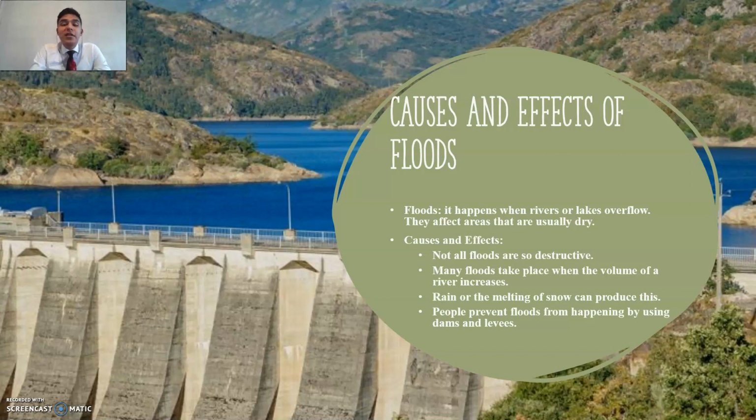And people prevent floods from happening by using dams or levees. So this one right here is a dam. So what happens is that people are going to control the amount of water by having this structure somehow blocking or controlling the water right here. And levees are some structures that are also put around the rivers in order to prevent the floods.